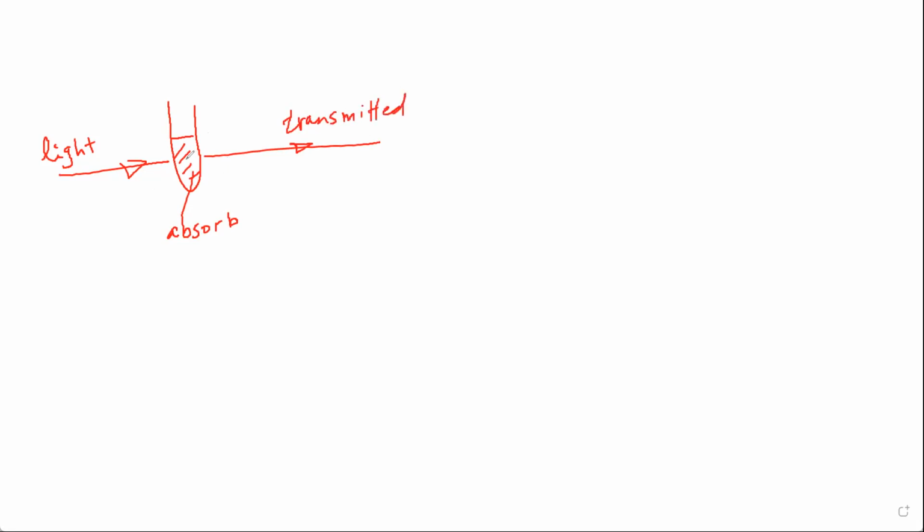So light is absorbed by the transition metal compound. Not all of it is absorbed, but part of it is absorbed and the other part is transmitted. And we see the color of this transmitted light. So we don't see the absorbed light, but we see the transmitted, or we say the complementary color.